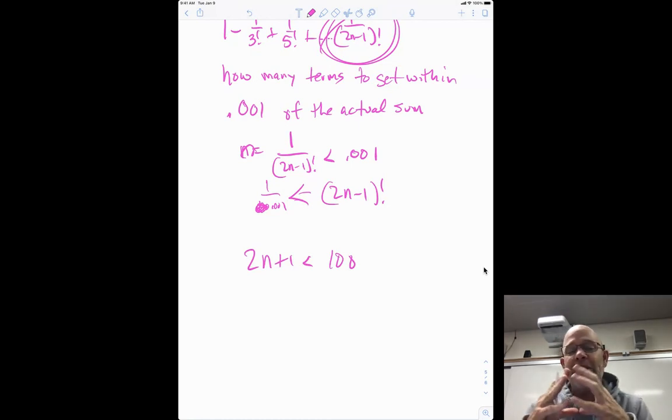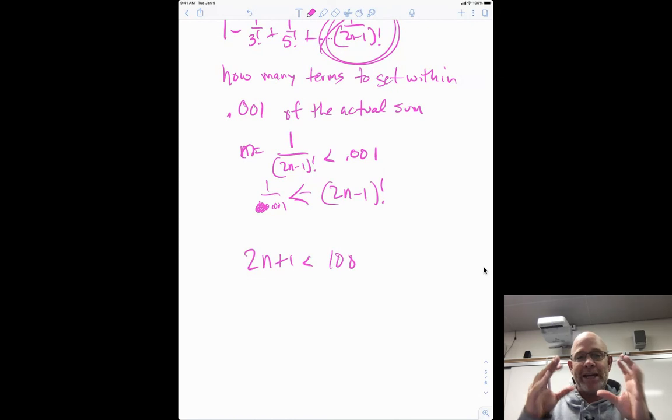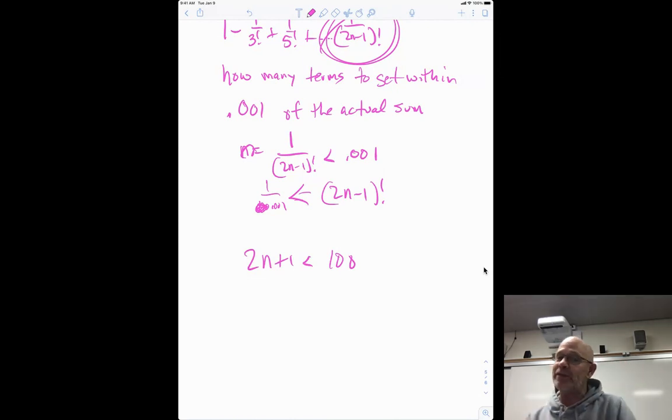So the idea there is that if you add up the first n terms, the next term, the n plus first term, is the maximum difference you can be from the actual sum. And we'll go over a lot of those in class and kind of practice. Hopefully that'll help you a little bit.